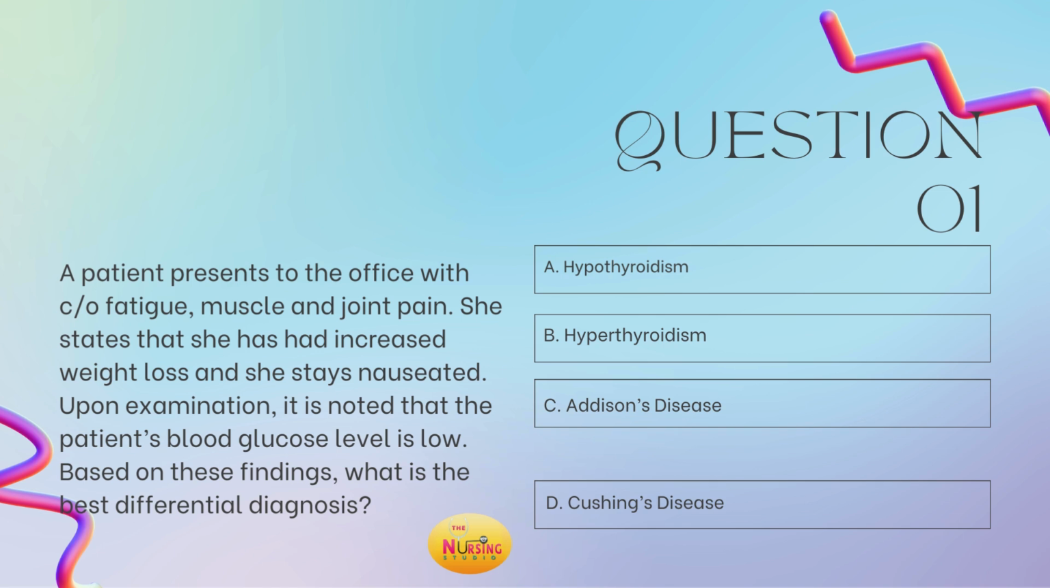With Addison's disease, they can present with that fatigue. They can have loss of appetite. They can have the weight loss. They can have the muscle and joint pain. They can have nausea and vomiting. They can have hypoglycemia, all of those things. Okay, so the best answer here is C, Addison's disease.